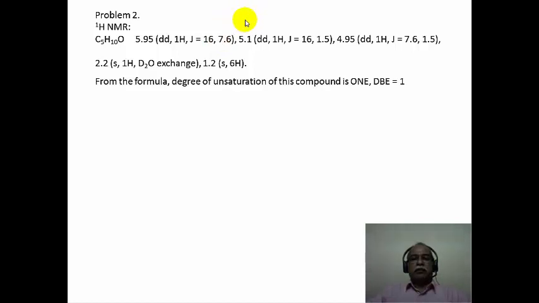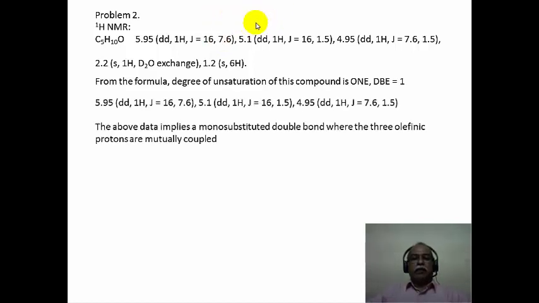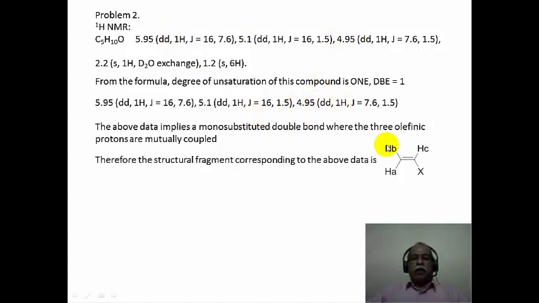So the data of 5.95, 5.1 and 4.95 taken together implies only a monosubstituted olefinic derivative like this, where you will have a trans coupling, a cis coupling and a geminal coupling corresponding to 16 Hz, 7.6 Hz and 1.5 Hz. The 1.5 Hz small coupling corresponds to the sp2 geminal hydrogen coupling, which is the smallest among the three coupling constants that you have in this particular fragment.